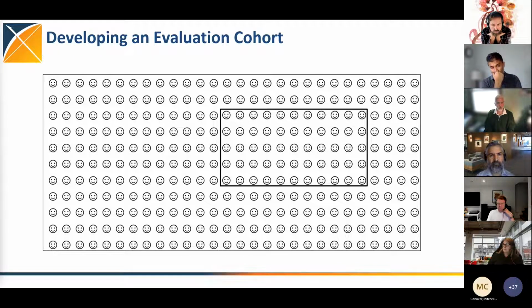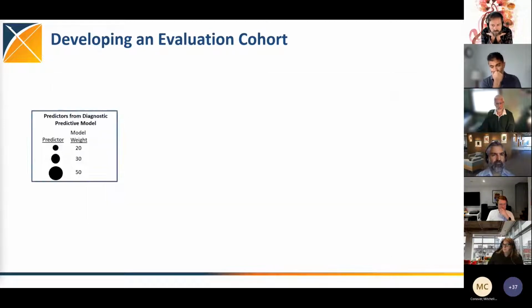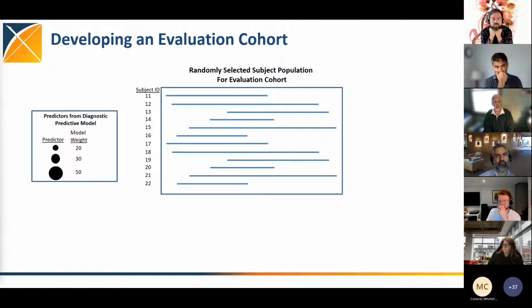We select a large subset of that. In some cases, we select 2 million people to be able to work in there. Then going back from before, we have our predictors weighted by their beta coefficients. And then we take the new set of people that we randomly selected from the population for our evaluation cohort, and we look at their records.